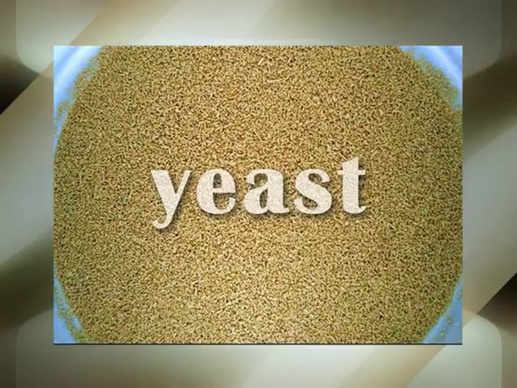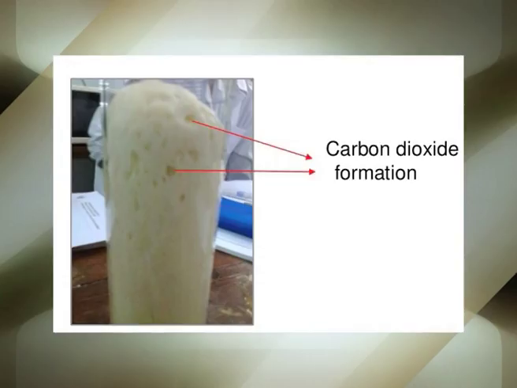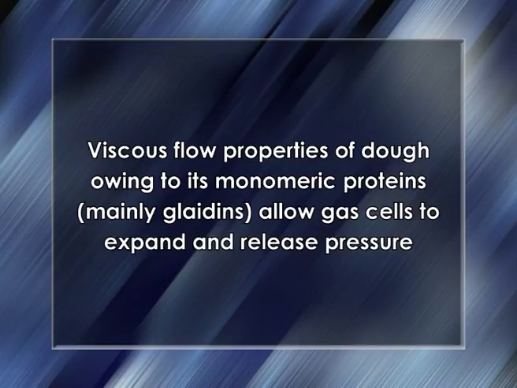Yeasts ferment sugars and continuously produce carbon dioxide in the aqueous dough phase. When the aqueous dough phase is saturated with carbon dioxide, most of the carbon dioxide diffuses into the air cells that are formed in the dough during mixing. The diffusion of carbon dioxide into gas cells increases the pressure within the gas cells that produce the driving force for dough expansion. The viscous flow properties of dough, owing to its monomeric proteins, mainly gliadins, allow the gas cells to expand and release the pressure.